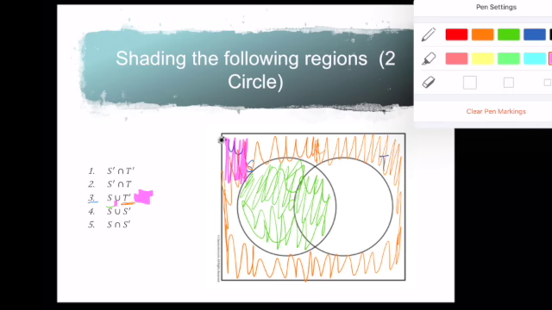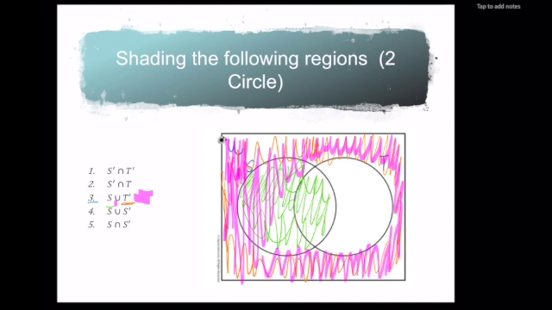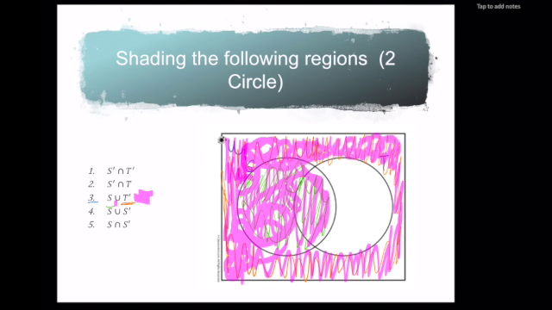I thought I could make my pen bigger. Okay, so it's all of this. All of this is in the union. Anything that is green or orange or pink, I was trying to make it all pink. That is our answer to problem number 3. Beautiful.